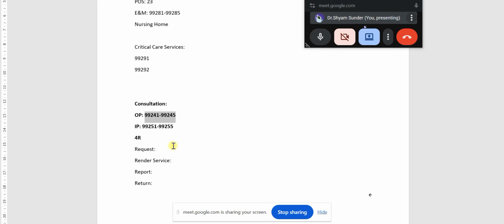So can you please explain one more time the render service? Render service means the E&M service. Service means you have to take the history, examination, provide treatment. That is service. So the primary physician will do that.